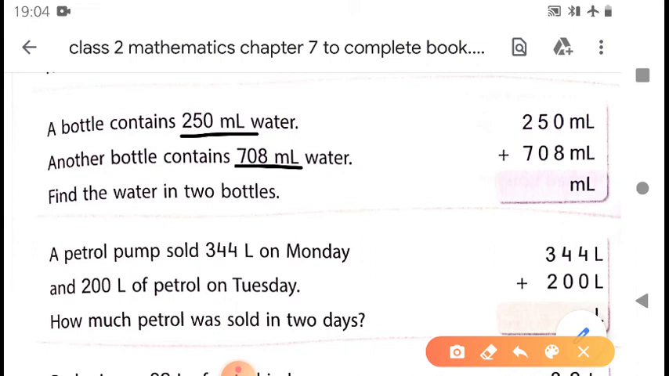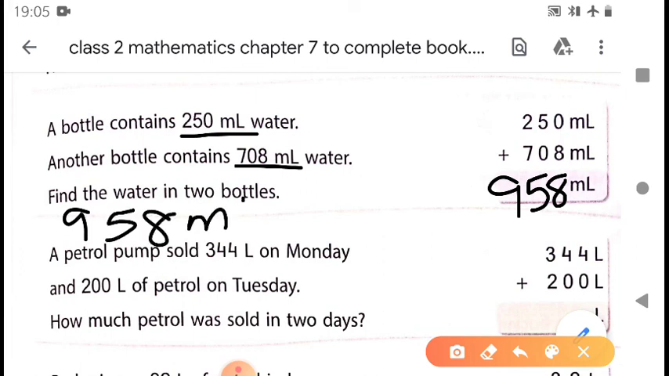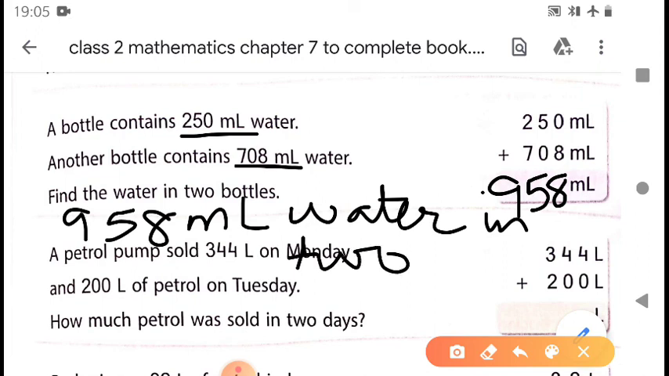So adding 250 ml and 708 ml, we get 0 plus 8 is 8, 5 plus 0 is 5, and 2 plus 7 is 9. Okay, so find the water in 2 bottles. The answer is 958 ml water in 2 bottles.